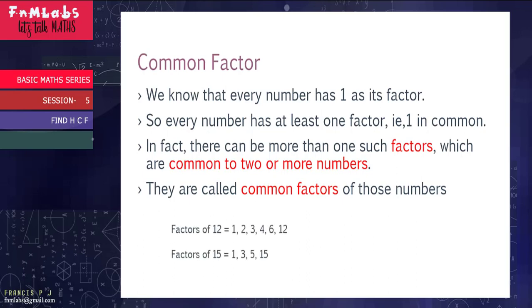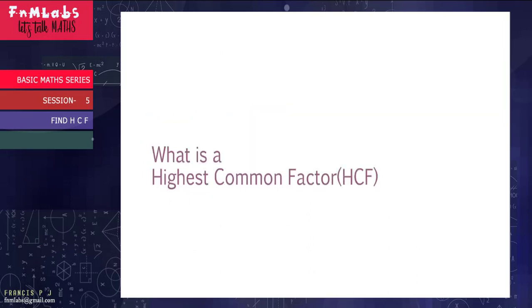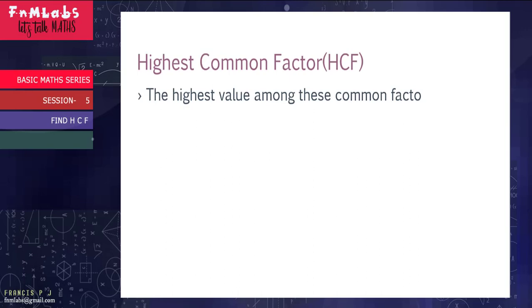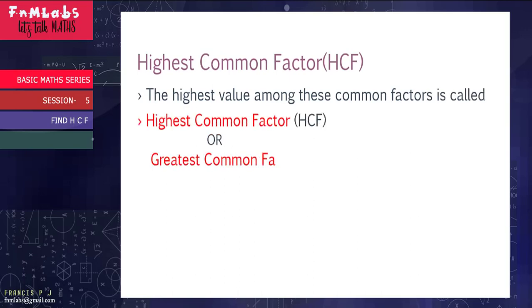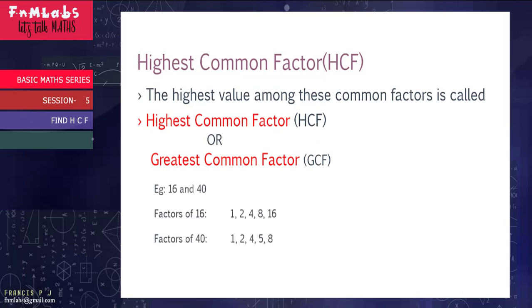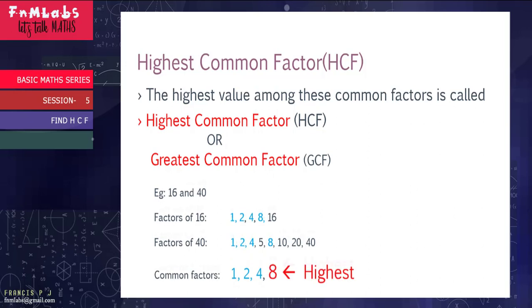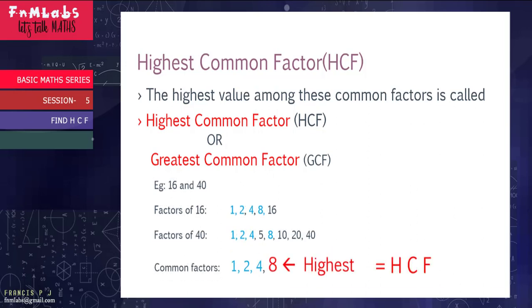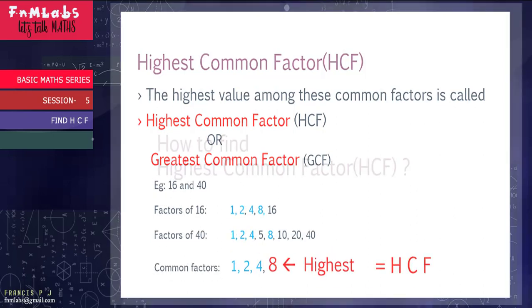For example, for 12 and 15, we can see 1 and 3 as common factors. Now, what is the highest common factor then? The highest value among these common factors is called the highest common factor. Another name for this is greatest common factor. For example, for 16 and 40, the common factors are 1, 2, 4, and 8. And the highest of these is 8. So the highest common factor of 16 and 40 is 8.